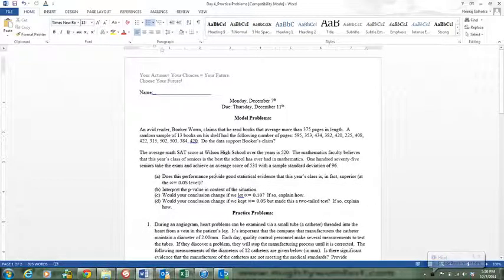It says the average math SAT score at Wilson High School is 520. The mathematics faculty believes that this year's class of seniors is the best the school has ever had. 175 seniors take the exam and achieve an average score of 531 with a sample standard deviation of 96. Does this performance provide good statistical evidence that this year's class is superior at the 5% level?